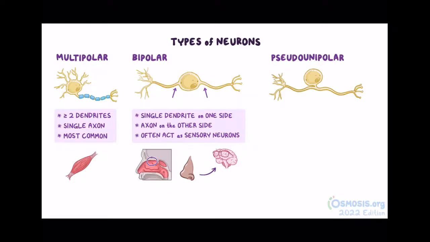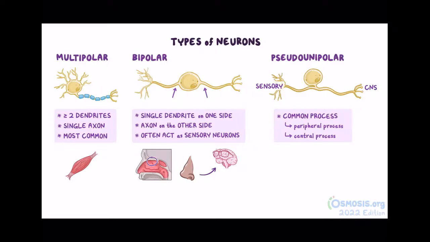Lastly are pseudo-unipolar neurons, which have a short, seemingly single, but actually double process that extends from the cell body. This common process divides into a peripheral process that extends from a sensory receptor to the cell body, and a central process that continues from the cell body towards the CNS.